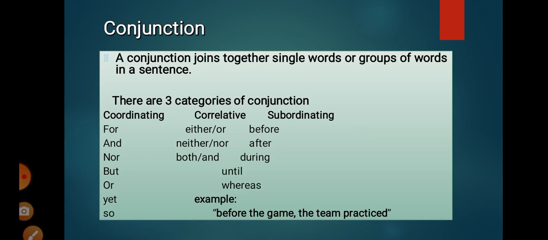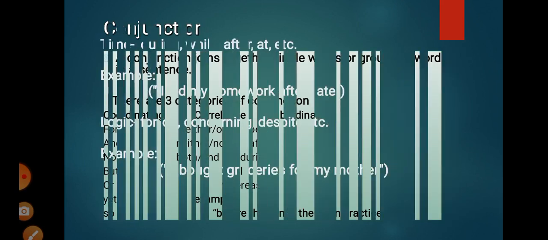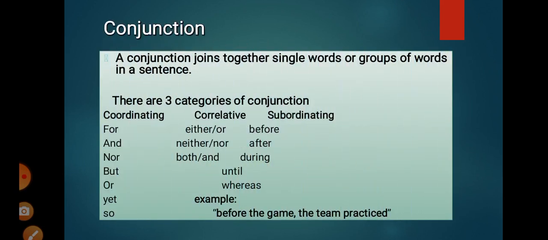Correlative conjunctions are conjunctions that have two parts, such as either/or, neither/nor, or both/and. Subordinating conjunctions can subordinate clauses, like the words before, after, during, until, and whereas. For example, in the sentence "Before the game, the team practiced," the word before is the subordinating conjunction that introduces the clause before the game.